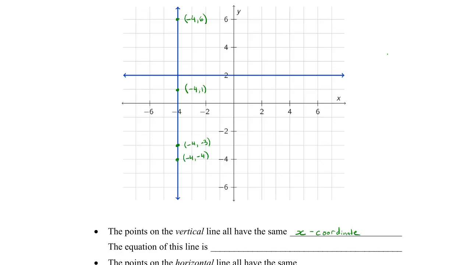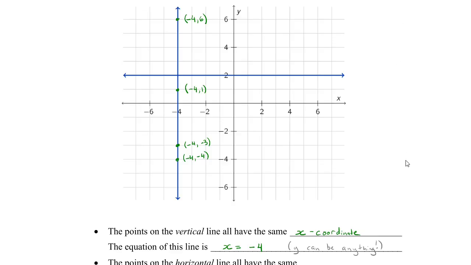And in fact, that's how we set up our coordinate plane, so that that vertical line just consists of all the points that have x coordinate -4. So we say that the equation of this line is x equals -4. Notice that equation doesn't tell us anything about y, so that implies y can be anything. If all we know is that x is -4, y can be anything, and that's that entire vertical line.